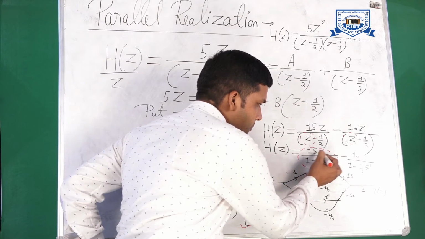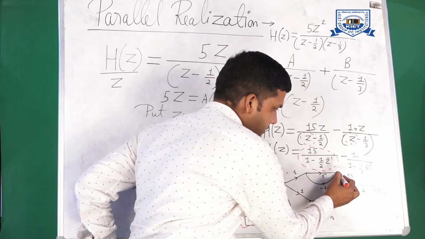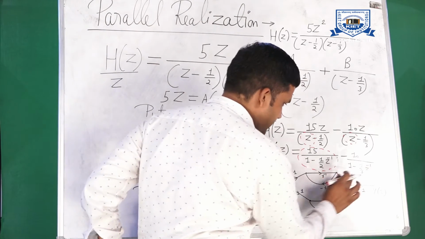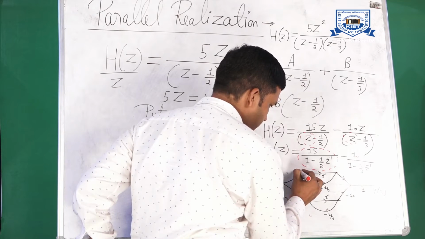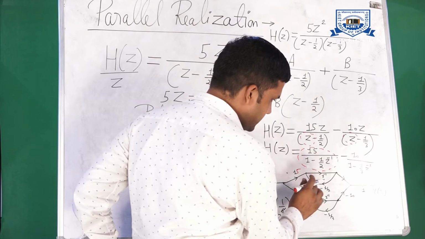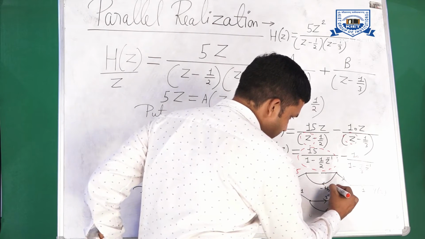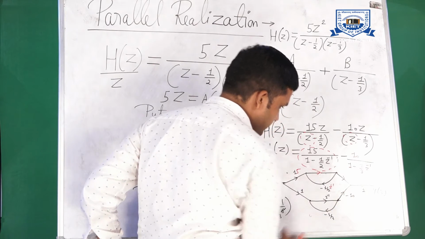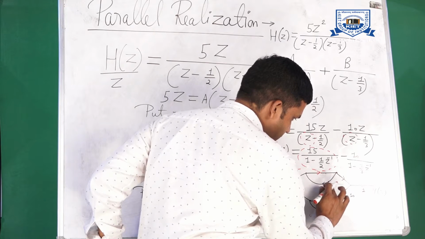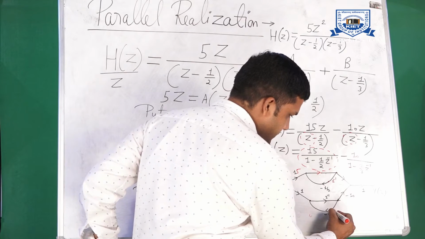This forward path is 15. We can multiply here 15. Forward path you can select the 15 into z inverse because forward path is 1. We can select z inverse here. Similarly you can select z inverse here.